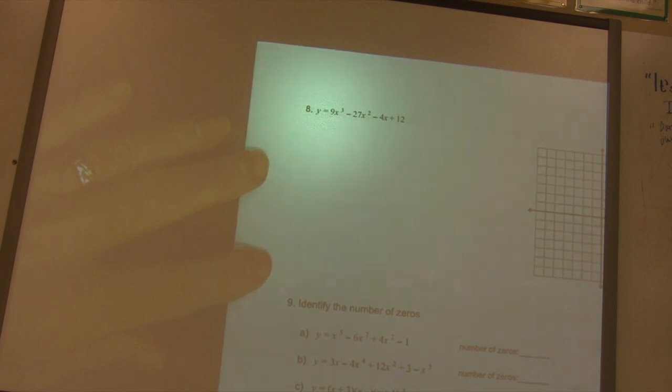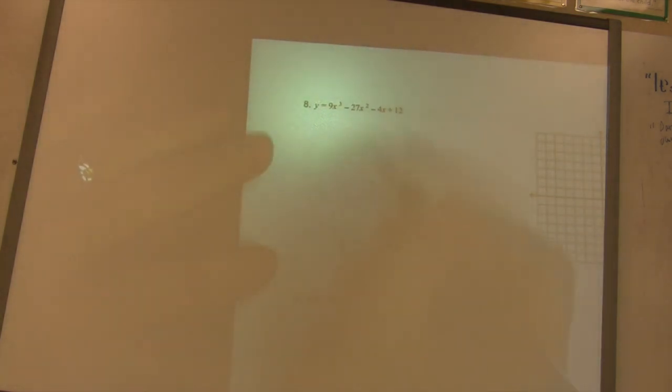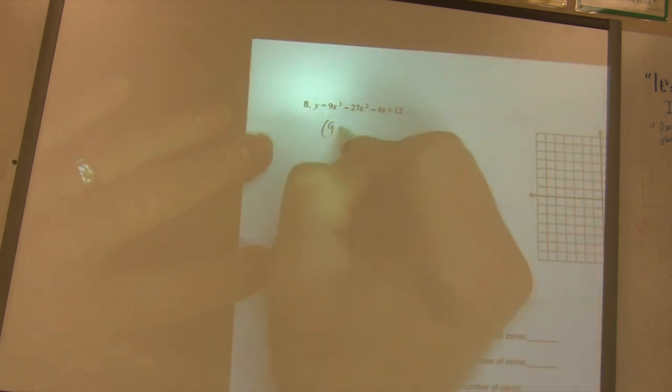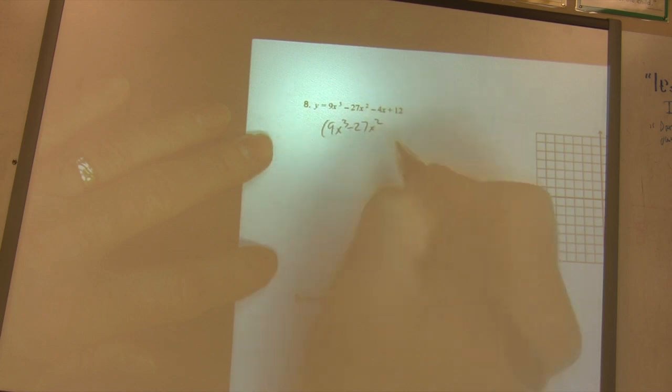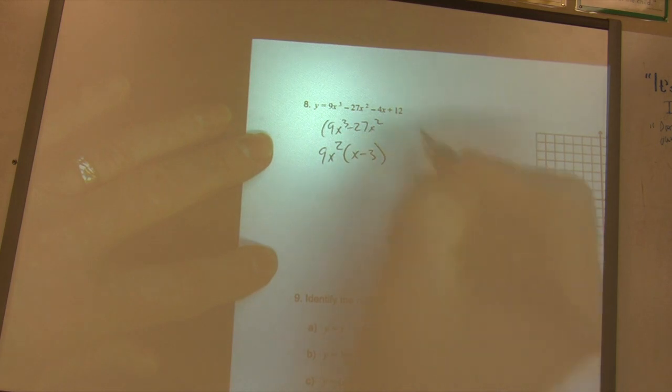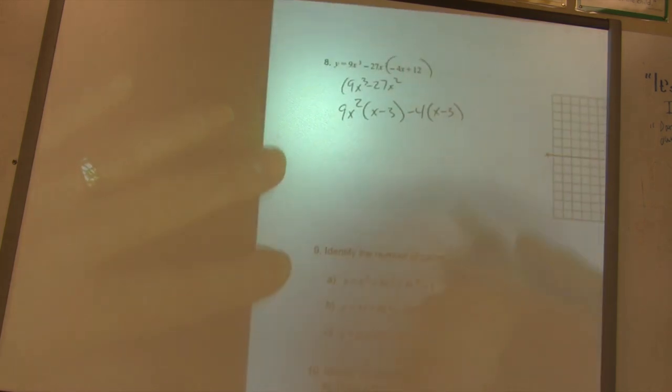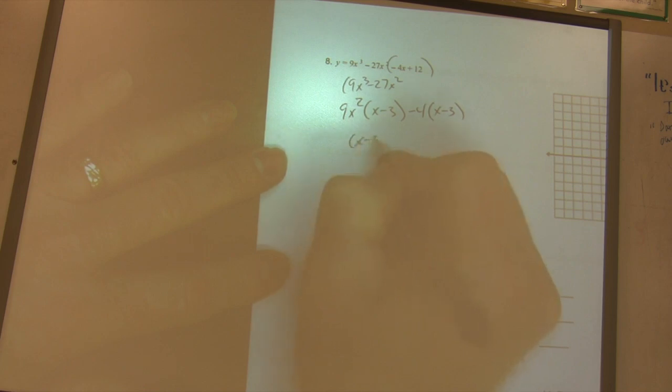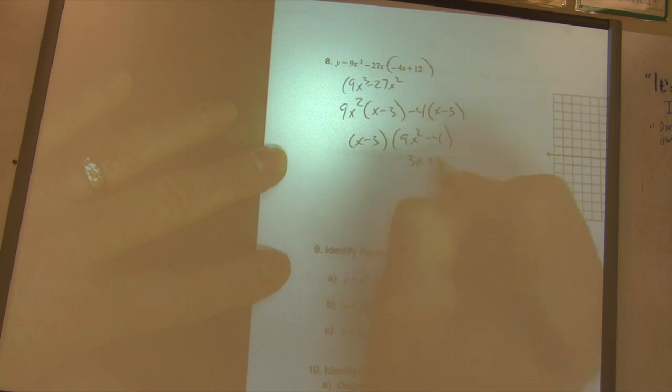Now, on this one, again, we can try grouping because it's 4 terms. Let's see, I can pull a 9x squared out and get x minus 3. And then out of this part, -4x plus 12, I can pull a -4 out and get x minus 3. Pull the x minus 3 out, and we get 9x squared minus 4, which would be 3x plus 2 and 3x minus 2, because that's in the form of a squared minus b squared. I can take the square root of both.